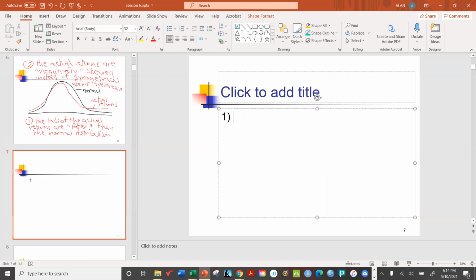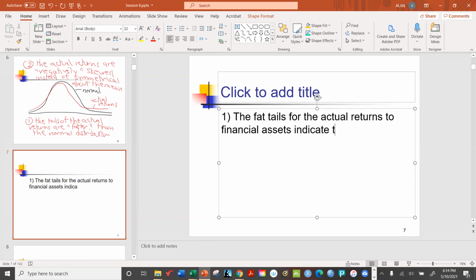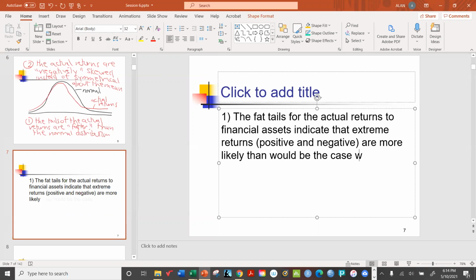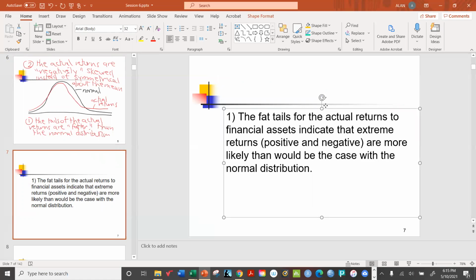So the fat tails for the actual returns to financial assets indicate that extreme returns, both positive and negative, are more likely than would be the case with the normal distribution. So in other words, the returns are more likely to be well above the mean or well below the mean than you would get if the returns were truly normal. So what that really means is that they're riskier than we realize. That's really the key detail.